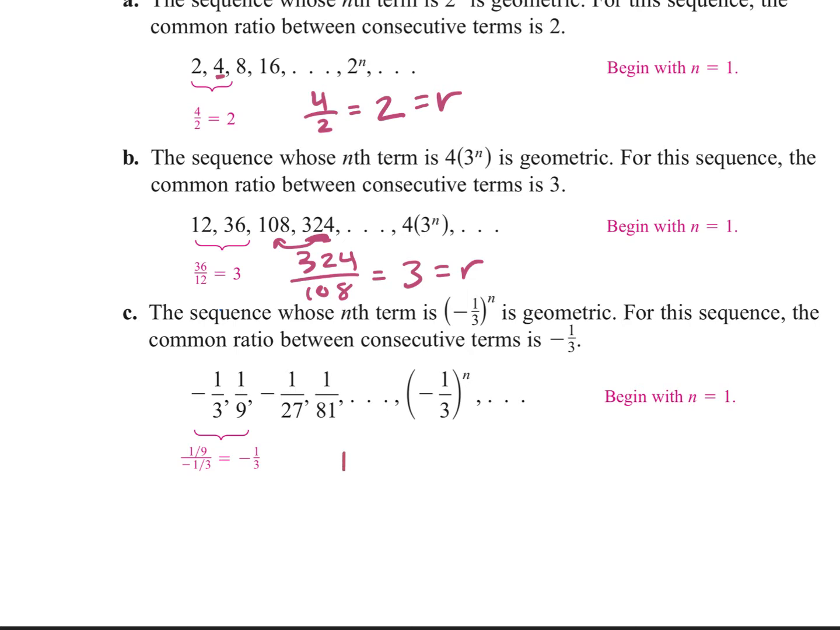So for this one, we would take 1/9, divide it by the term right in front of it, so negative 1/3. When dividing fractions, keep the first one, change to multiplication, and flip the second one. So this would give us negative 3/9, which simplifies to what? Negative 1/3. So our ratio here is negative 1/3. And whenever you have a negative ratio, your signs alternate from positive to negative, positive, negative, positive, negative.